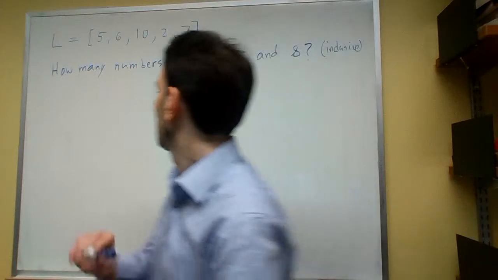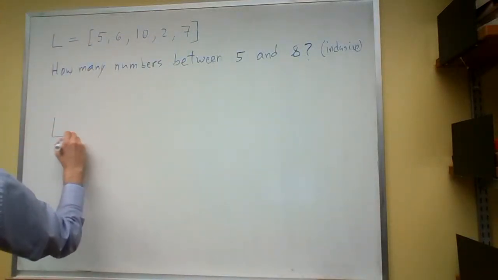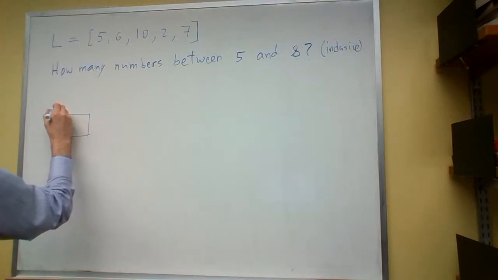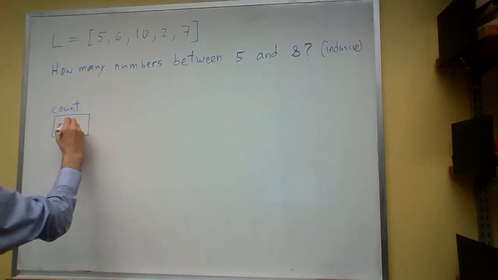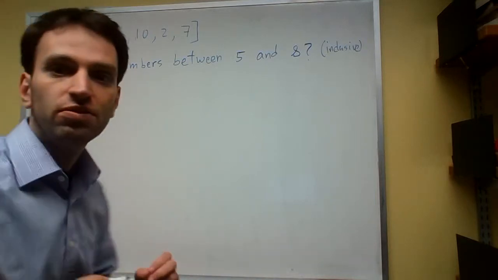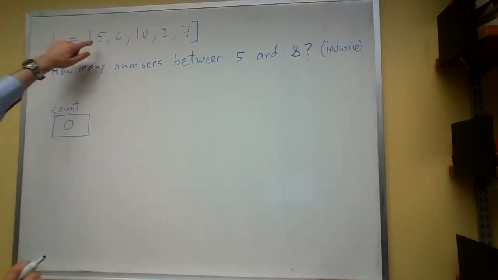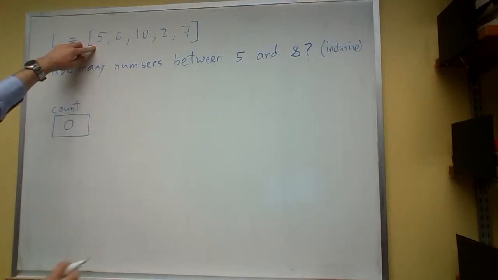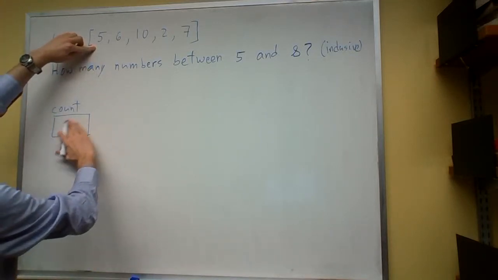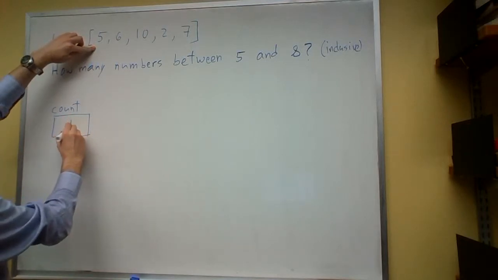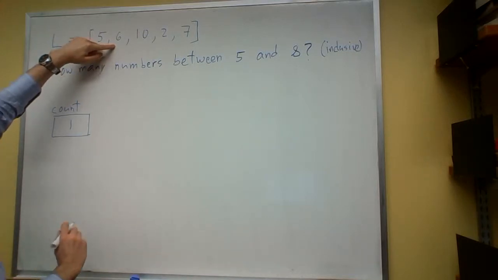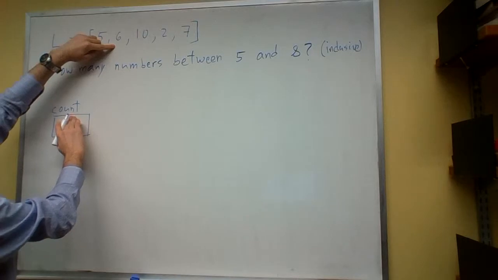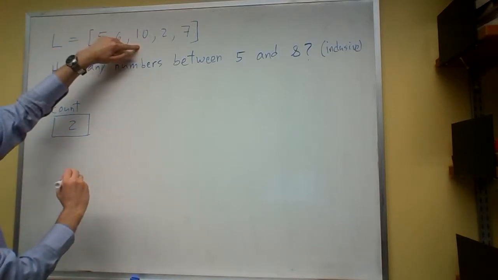So let's do that. What I'll do is I'll have a variable called count, and I'll simulate it using this little rectangle. At first I'll say, well, so far I've seen 0 elements that are between 5 and 8. And now I'll look at the first element. It is a 5. That's between 5 and 8 inclusive, so I'll increase the count and I'll start looking at this guy. This is a 6 that is between 5 and 8, so I'll increase the count again. Now it's 2. Now look at the 10.